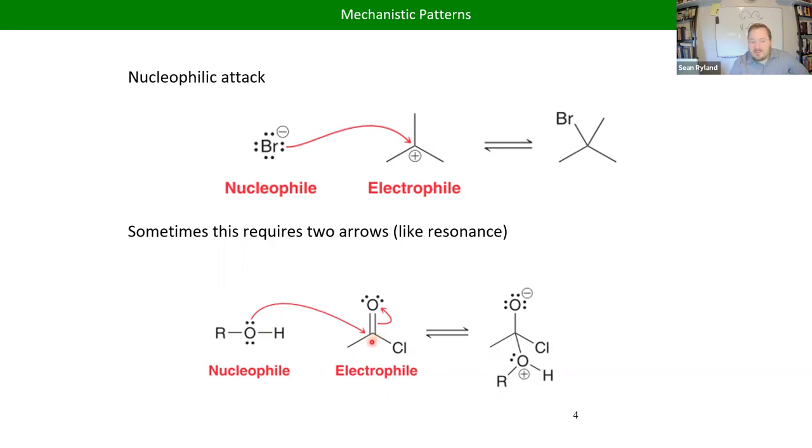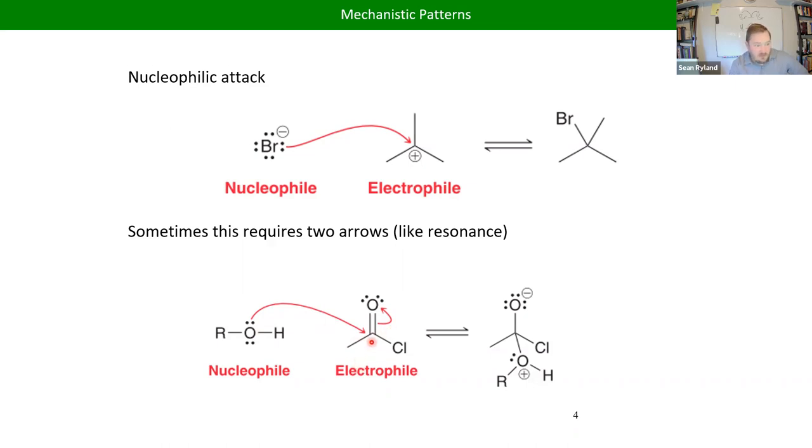But this carbon already has 8 electrons on it, right? It's still got a full valence. If it has a full valence, you can't just bring in your nucleophile and attach it, or you'd wind up with a carbon that had 5 bonds. And we know that that's no good. So if we're moving towards an atom with a partial charge that already has 8 electrons, we also have to break one of the 4 bonds around that carbon, because we have to make room for the new electrons that are coming in.